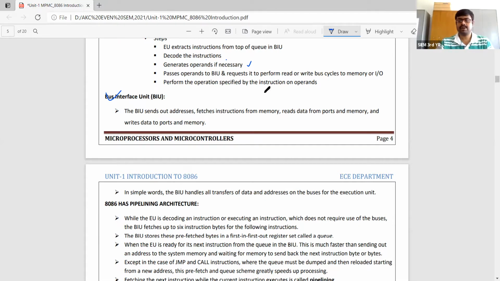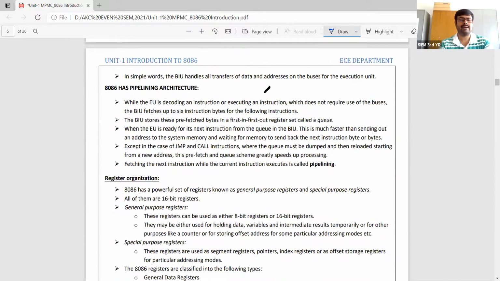So just briefly, because we are going to the details, for this reason I have mentioned the two different portions. One is the tasks or the basic operation of the execution unit. Another part we have seen, that is the basic tasks of the bus interface unit.